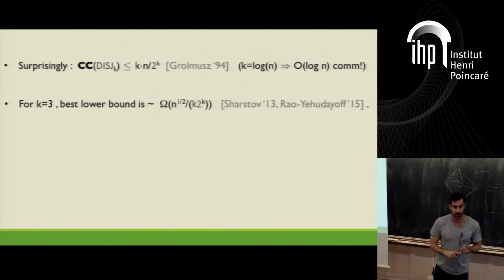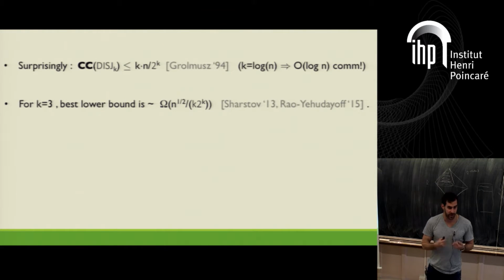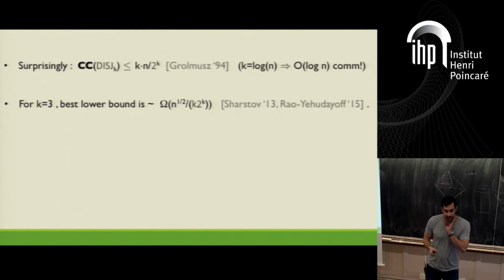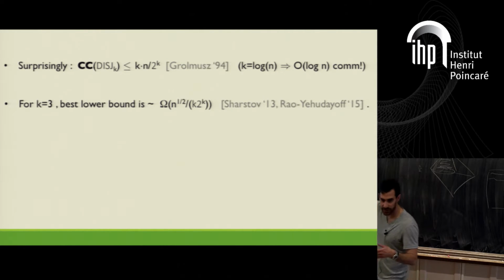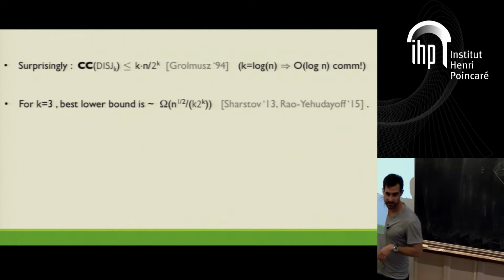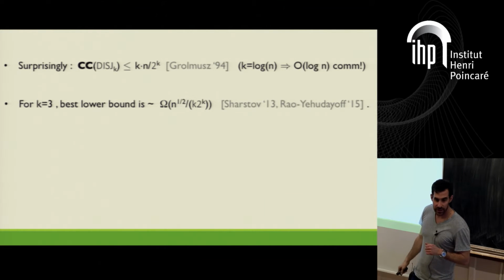But still, what we really care about is the randomized lower bound. So if the players can err with probability a third, then the best lower bound we know of is only root n over 2 to the number of players. This has been improved by Sherstov from n to the fourth or something. But this is essentially the state of the art.